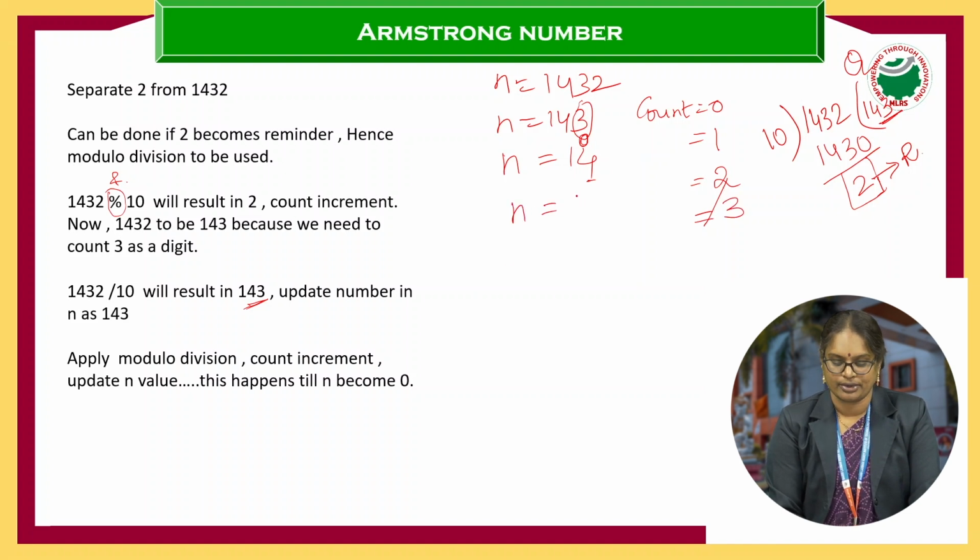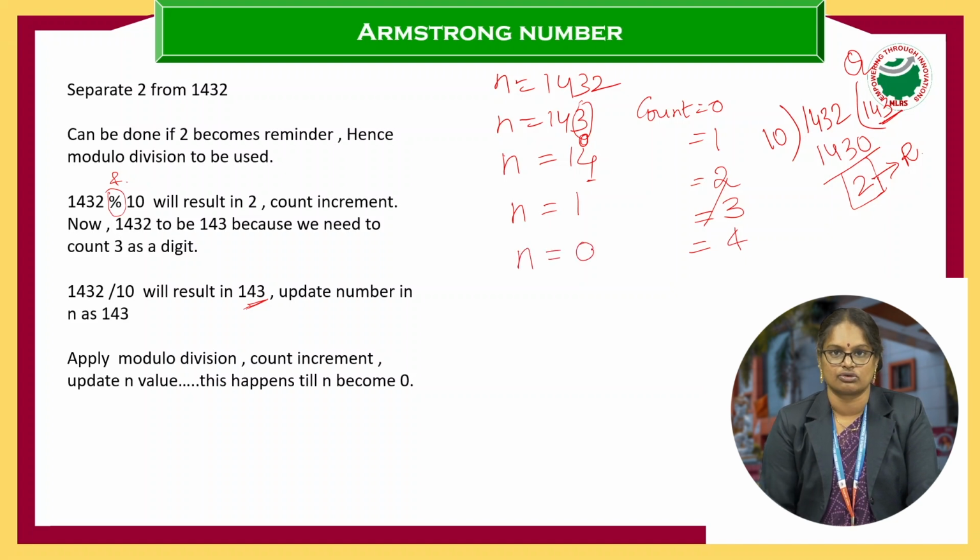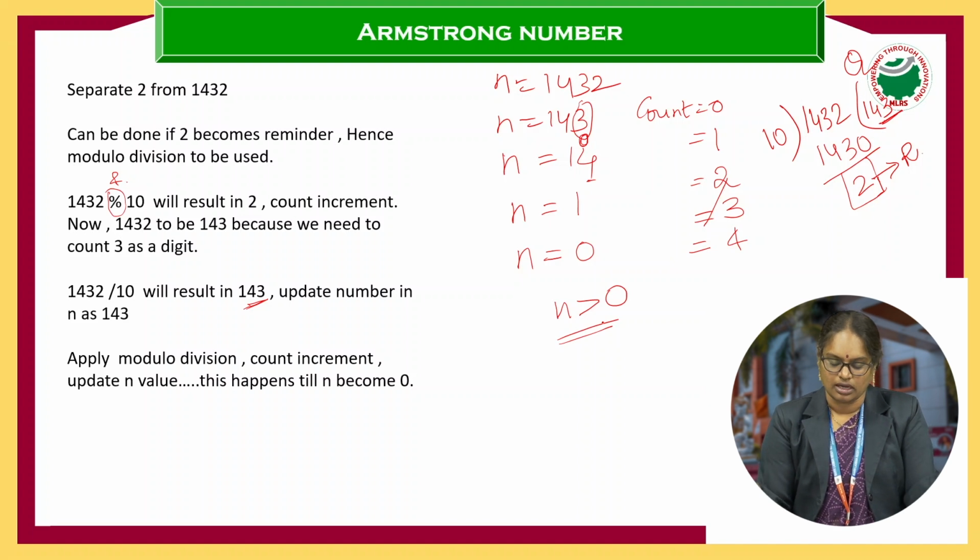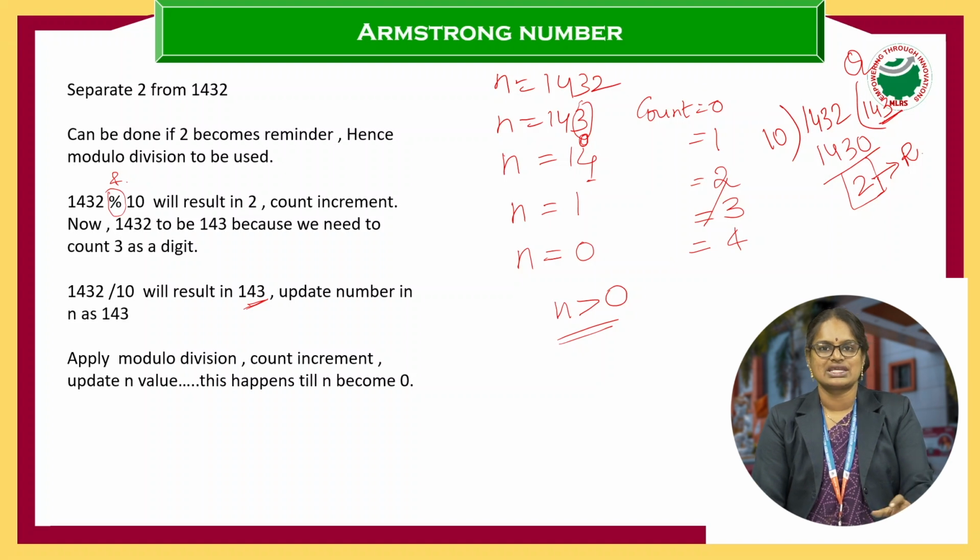Then I'll update my number to be 1. 1 is only in the last position, the orphan position. When I do the modulo division, I get 1 as the remainder, and I count it to be the 4th digit. Then the n value will become 0 because the quotient will become 0. 0 point something, so 0 will be the quotient. When 0 is the quotient, that means I should perform all this activity till my n value is greater than 0. Then I just got the count of how many digits are there in the given number. Once I get the count, I can go for the next step, that is doing the power.